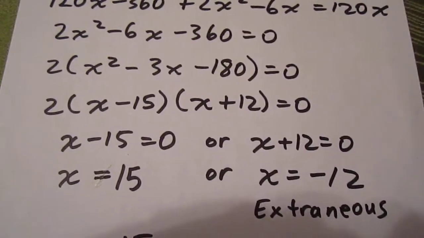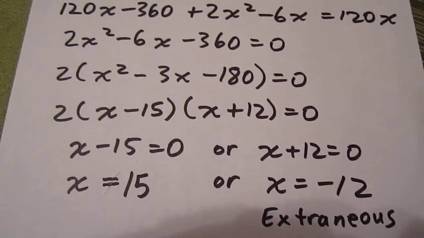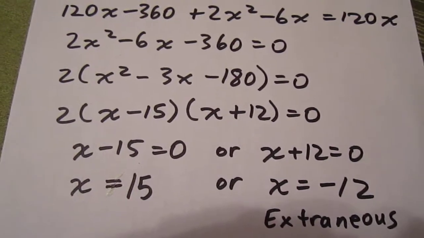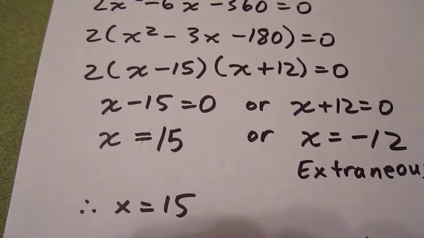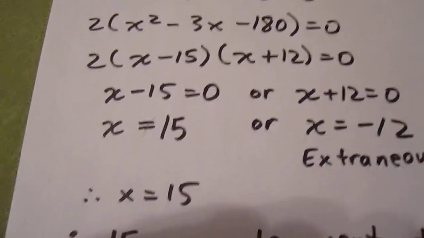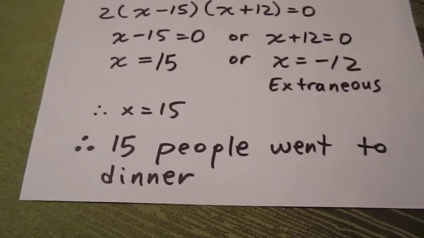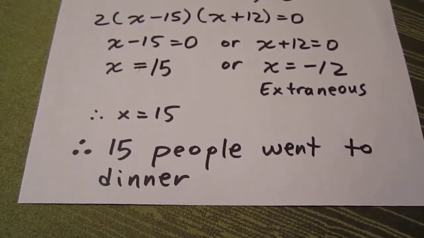Well, it's an extraneous solution to say x equals negative 12, because there's no way negative 12 people go out for dinner. So x equals 15, and we can say that 15 people went to dinner. This does not conflict with one of our restrictions.